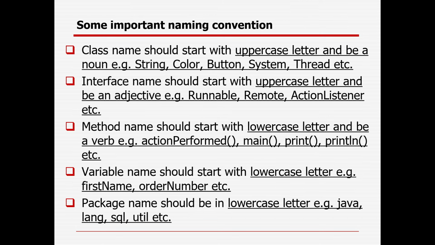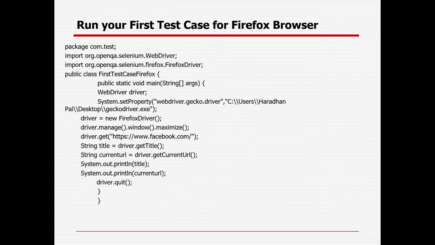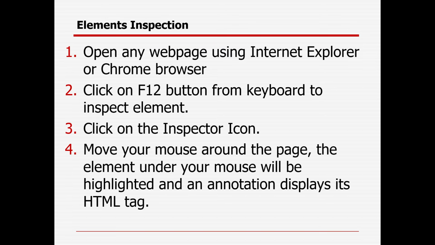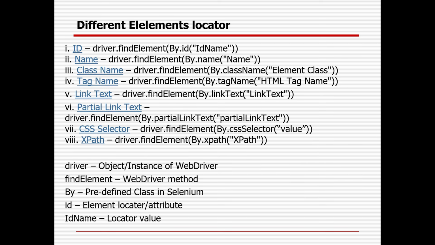You need to create a project, then a package, then the class. You need to associate the Selenium jar file with your project. You can create the code to launch a browser. Then there are different kinds of element locators available, for a text box, image, table, frame, etc. You need to inspect the element through the F12 button. You can right-click on the element with the inspect icon, and you can get its properties.